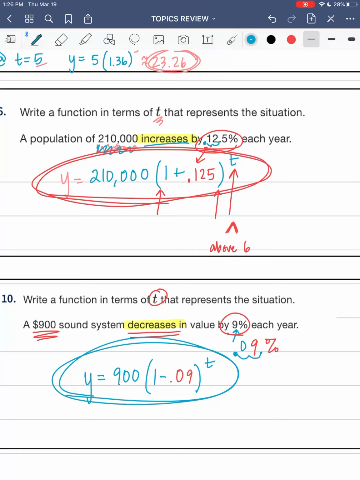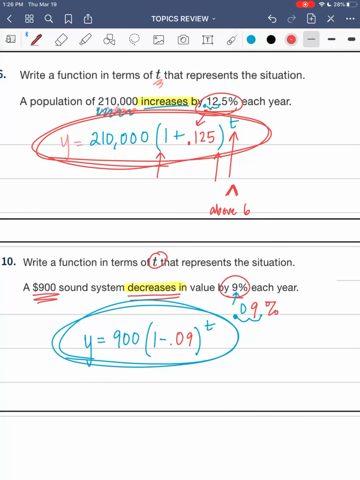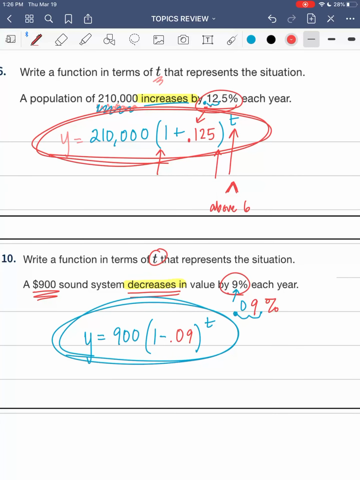And that's our formula. Another way to look at it is like it decreases in value 9% each year. So that means it keeps 91% of its value, right? If it decreases in value 9%, it keeps 91%. So another way you could write it is y equals 900, because it started at 900, and then it keeps 91%. So you could just do 0.91 to the t. It's the exact same thing, but just another way to look at it.